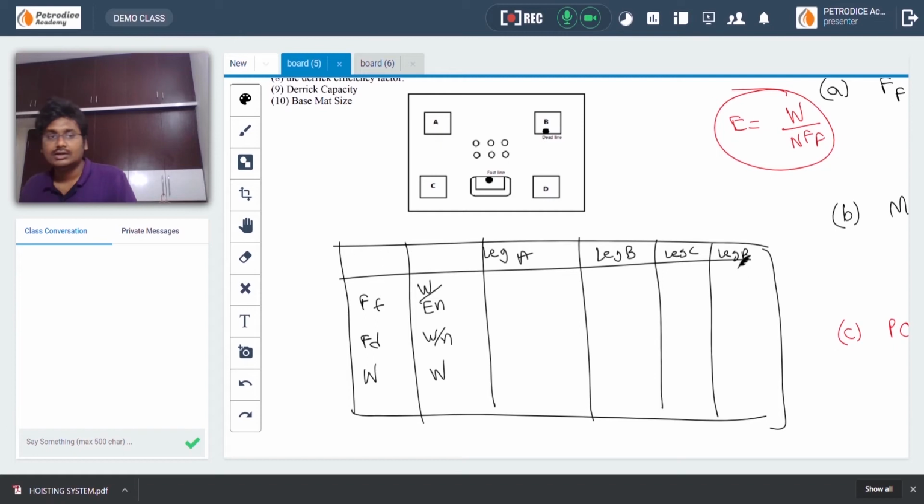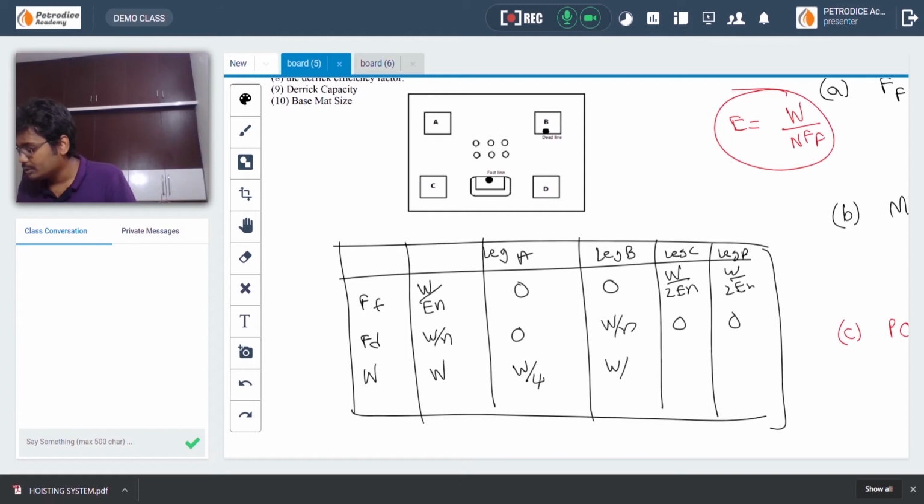What we are doing is the load distribution analysis. Okay, as the fast line load is present between C and D, it will be distributed between C and D. Leg A 0, 0, this is W by 2En, this will be W by 2En. It will be equally distributed between C and D, and deadline load is attached to B. Okay, so everything will be on leg B, and 0, 0. Okay, and central load, hook load will be equally distributed on all those things, that is W by 4, W by 4, W by 4, W by 4.